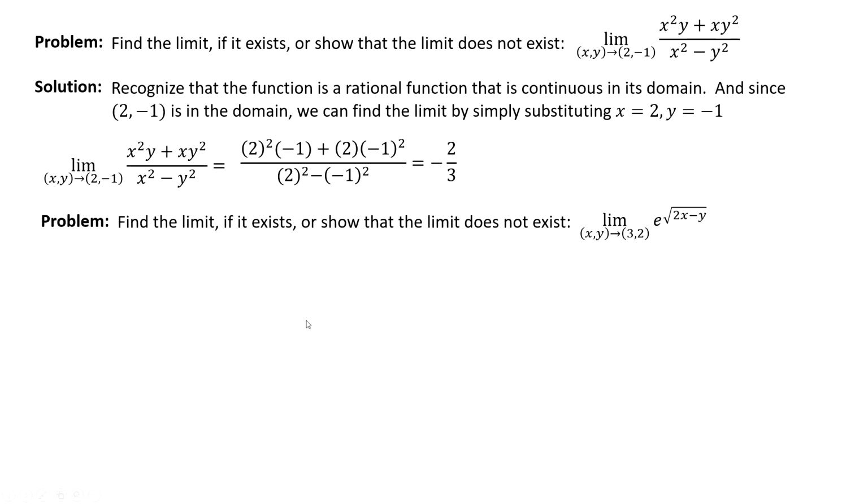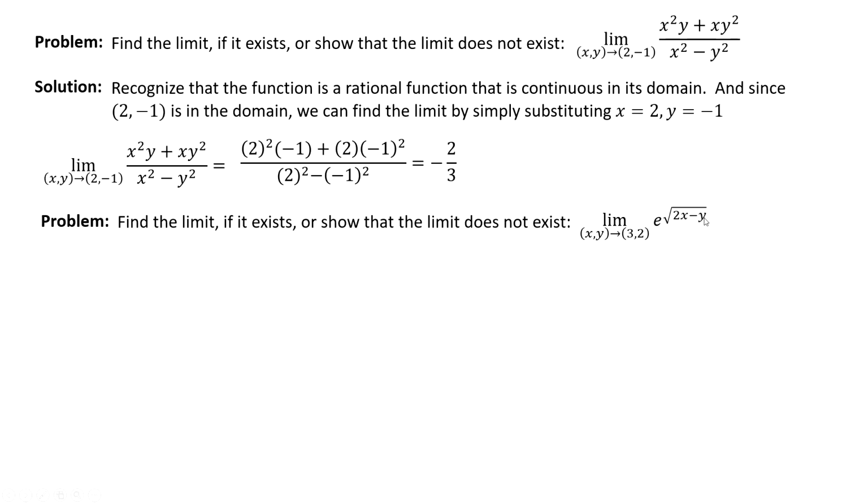Let's look at another one. Find the limit if it exists, or show that the limit does not exist. Limit as (x, y) approaches (3, 2) of e raised to the square root of 2x minus y. Is an exponential function continuous everywhere? Yeah, e to the x is continuous everywhere. Oh, okay, that's fine. Well, we have a square root, right? Can we take the square root of a negative number, especially if we are forcing that things be real? No. So the only restriction comes from the square root.